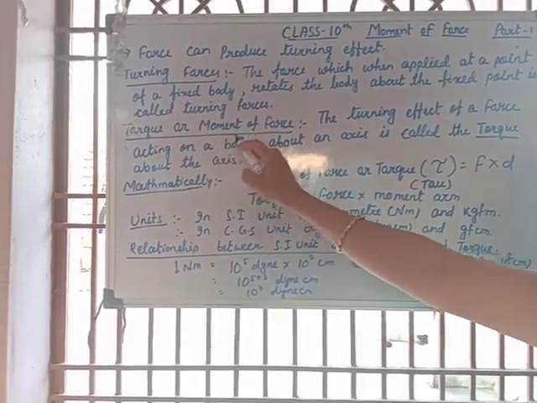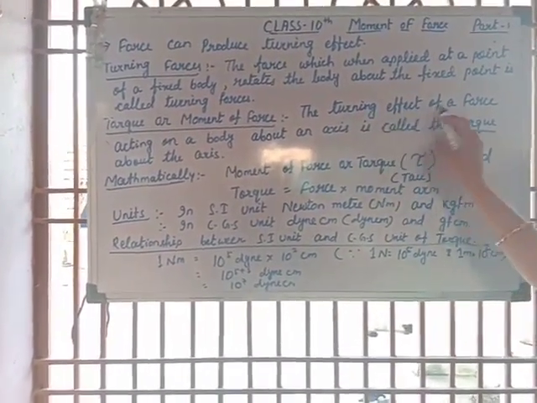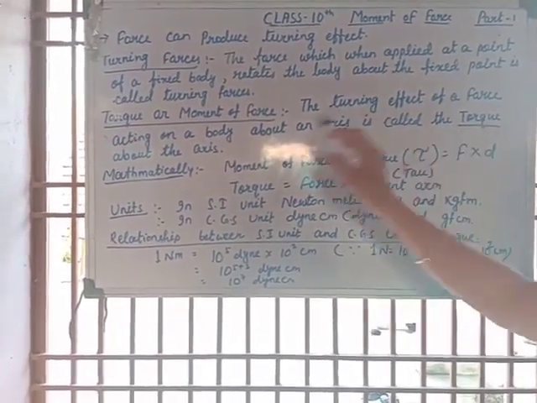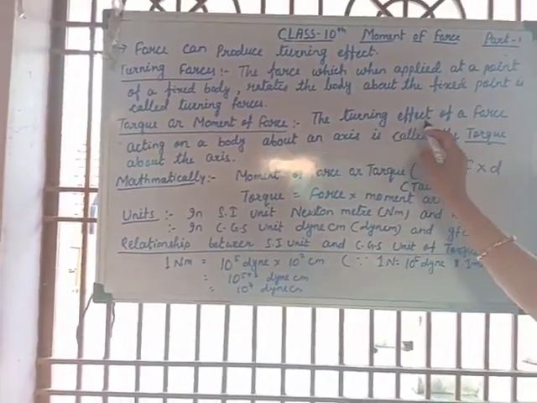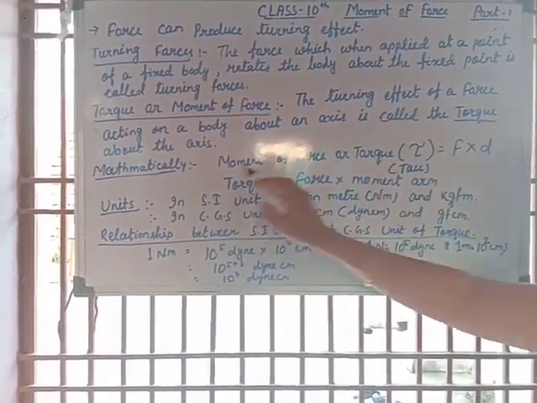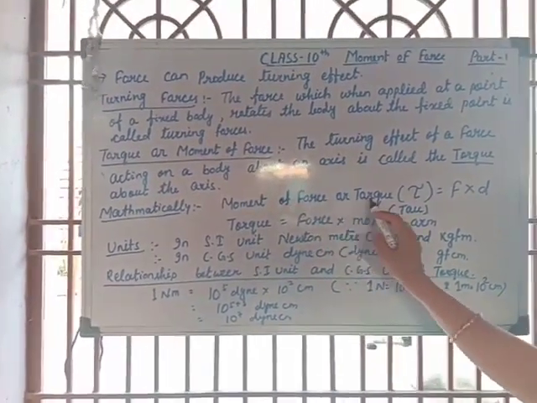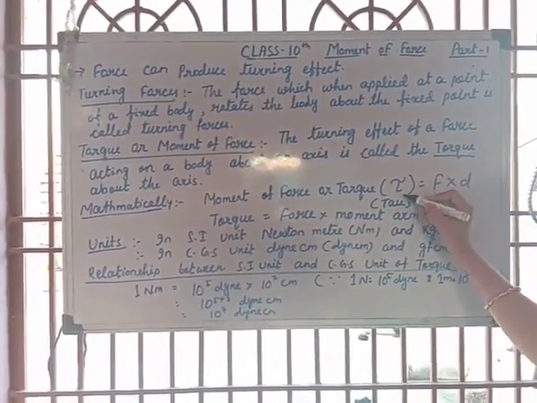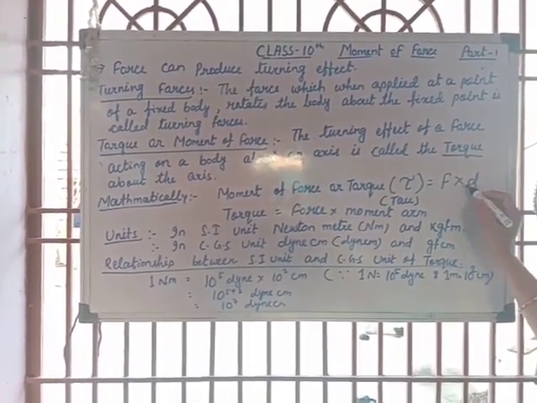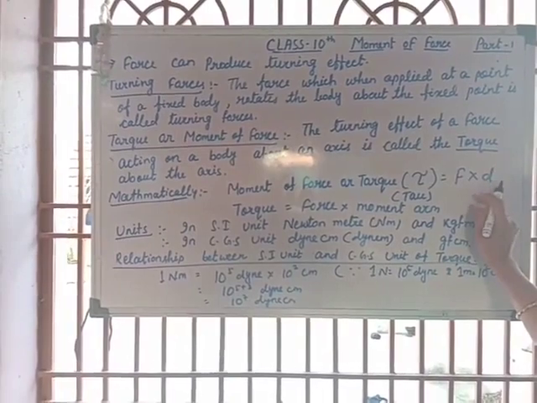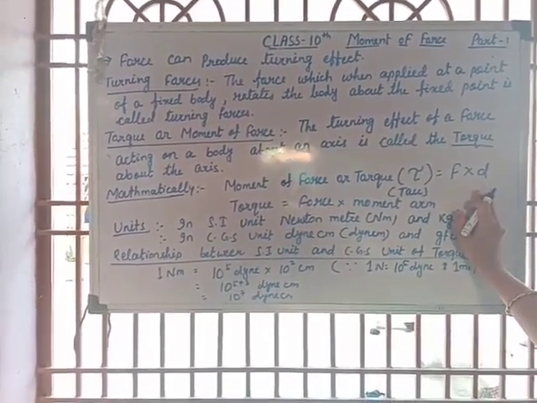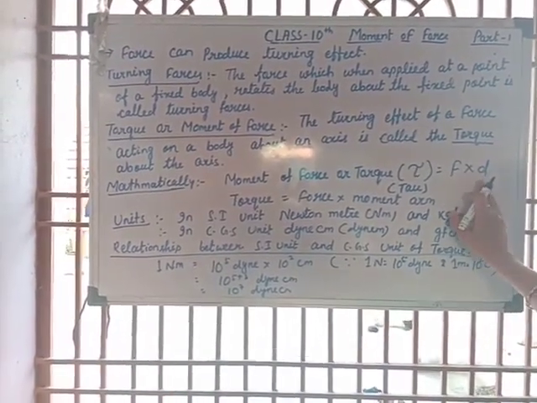Now what is called the torque or moment of force? The turning effect of a force acting on a body about an axis is termed as the torque about that axis. Means the turning effect of a force about that axis is termed as the torque. So mathematically we can write that moment of force or torque, which in pronunciation is known as tau, and it is the symbol, is the force into moment arm. Whatever you have read about the definition of moment arm, it is the distance between the axis of rotation and the line of force. So that is termed as the d.